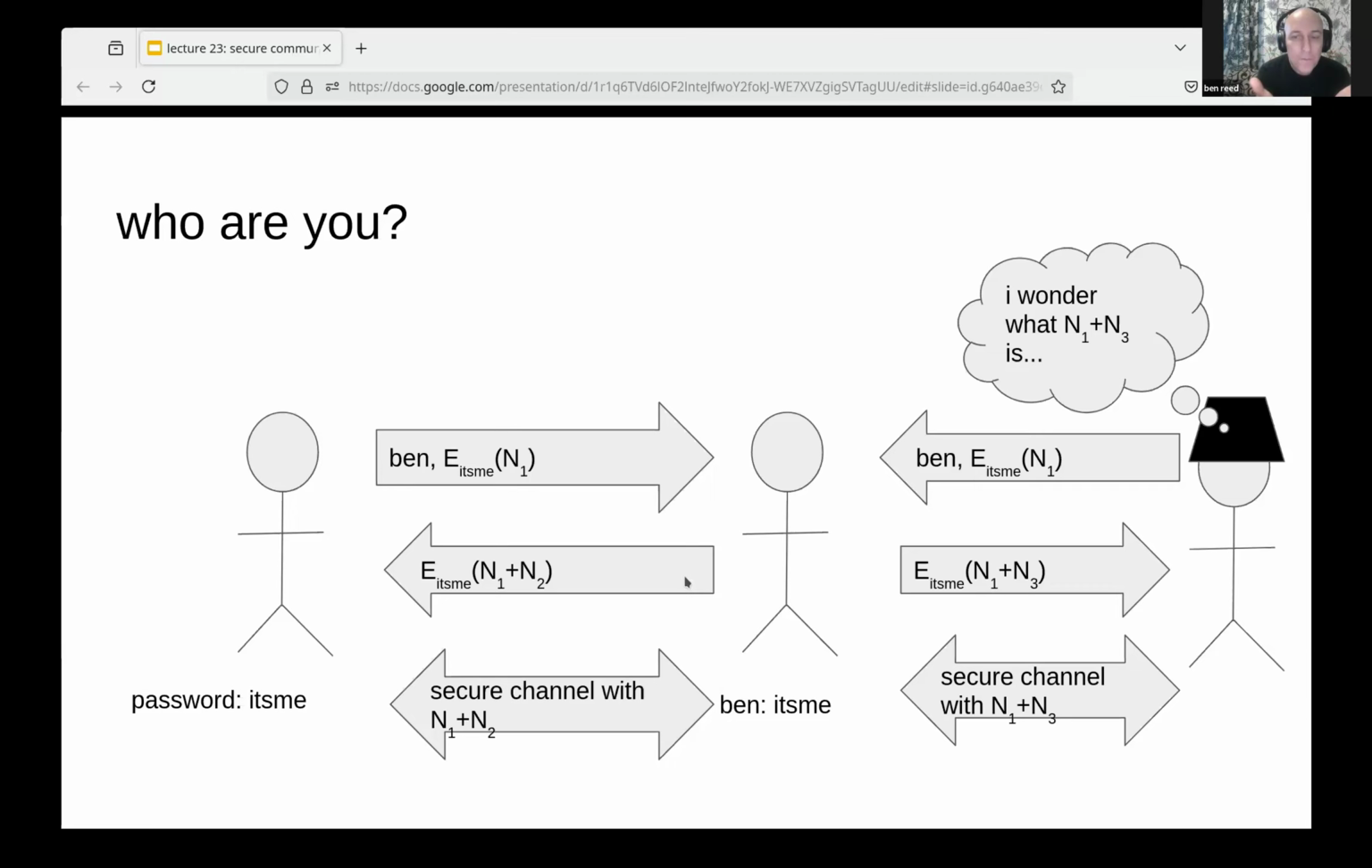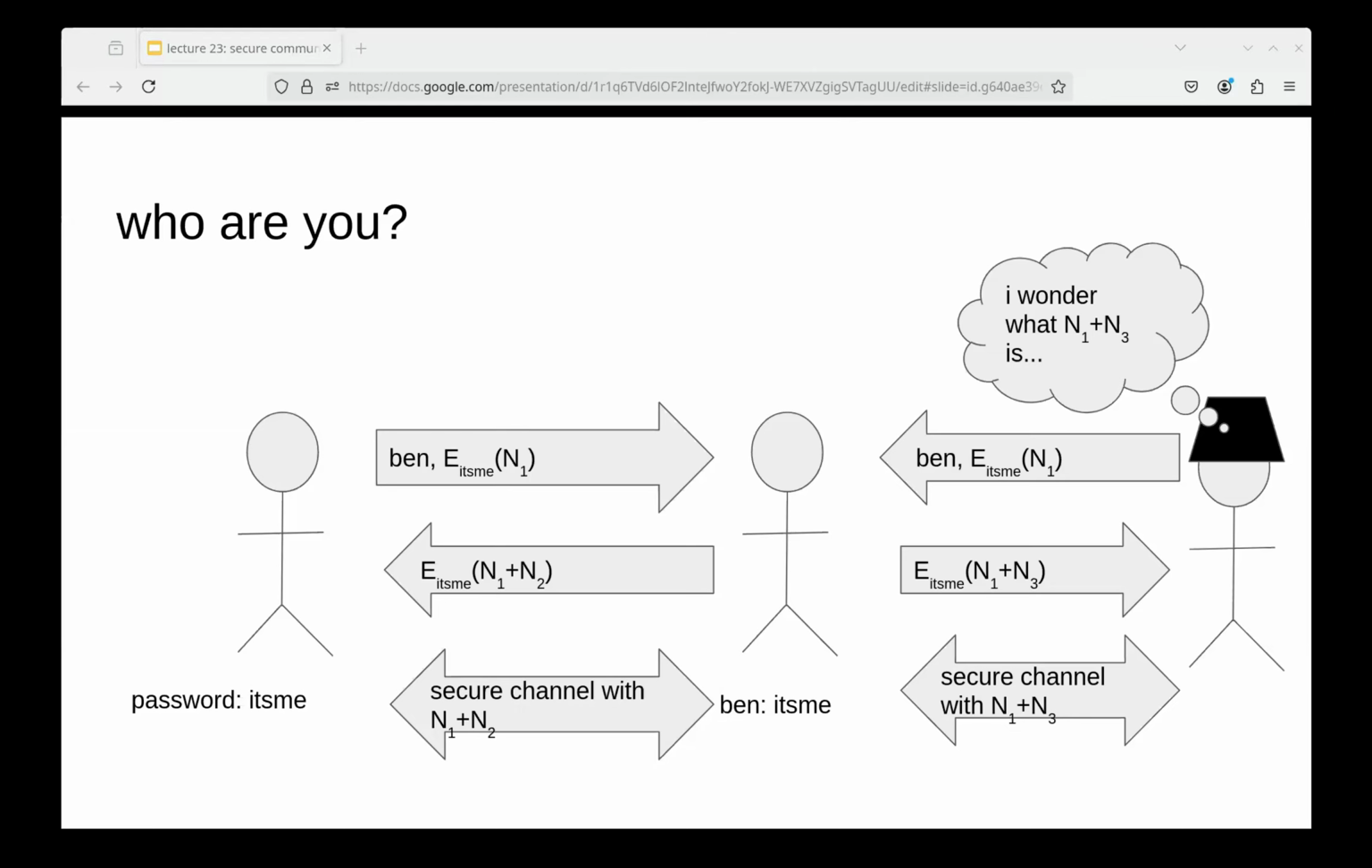And now the person in the middle and Ben, they share this secret. They both know N1 plus N2. They both know that. Okay, so now they can start doing a secure channel. They can start using that N1 plus N2 to encrypt all the messages going between each other. Okay, now does that make sense so far? We'll look at the attack on it, but I just want to make sure that everybody understands that we can do this. Are there any questions?